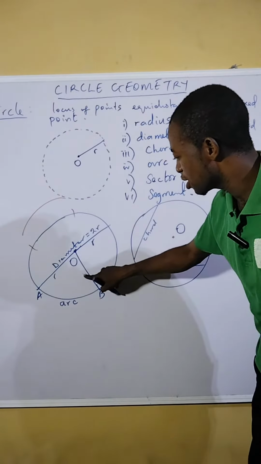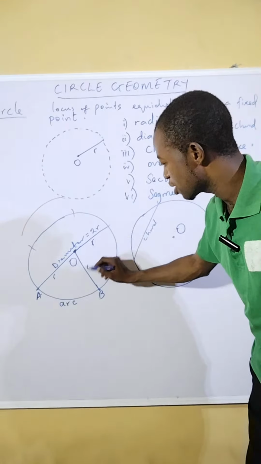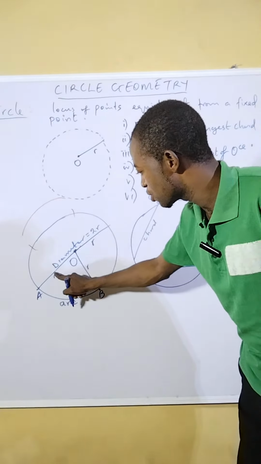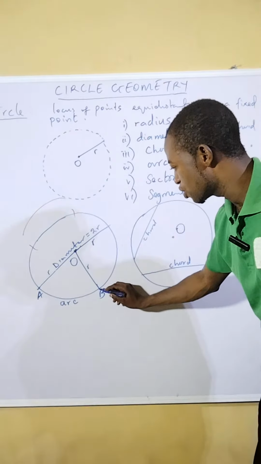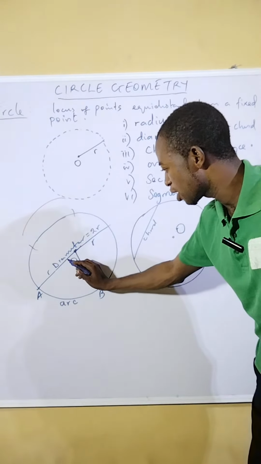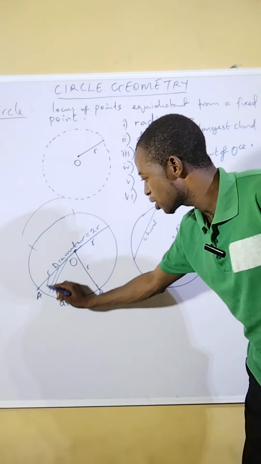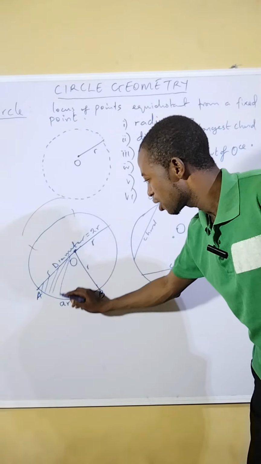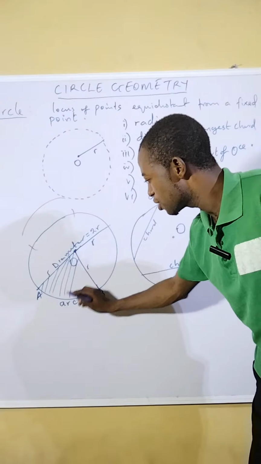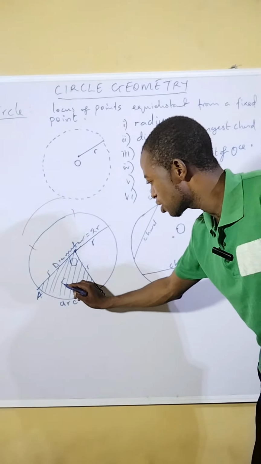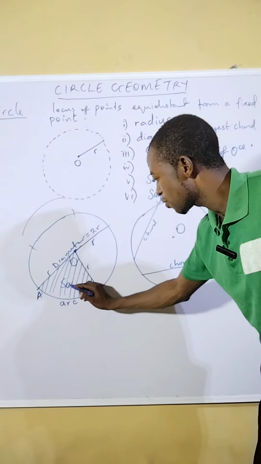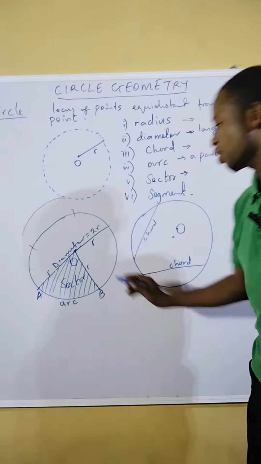For instance, here, this is a radius. This is also a radius. And this point A to point B is an arc. So this region here, bounded by these two radii and this arc AB, is what is referred to as a sector. So this region here is now called a sector.